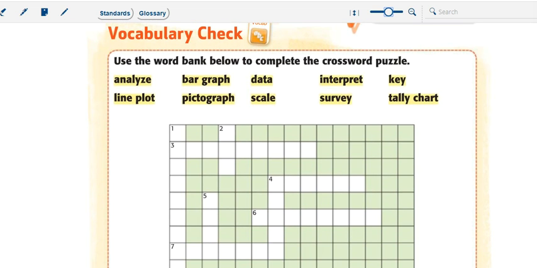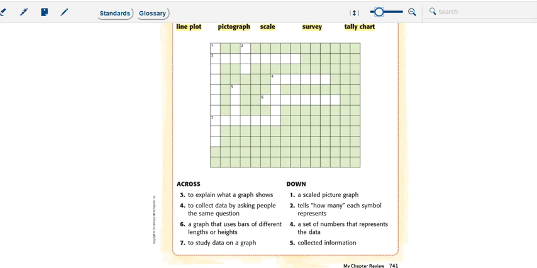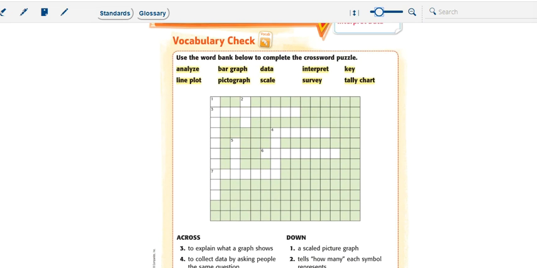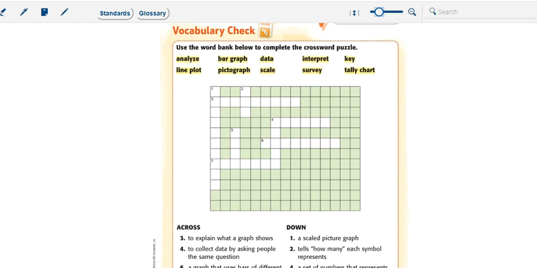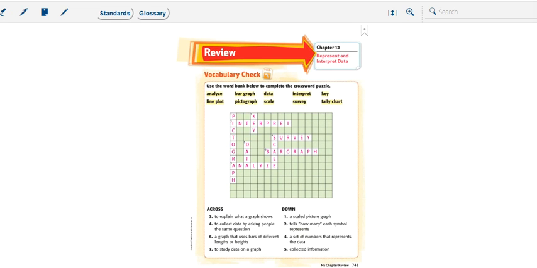Use the word bank below to complete the crossword puzzle, okay? Now, Miss Marlene is going to display the answers for you guys. So please copy the answers, okay?